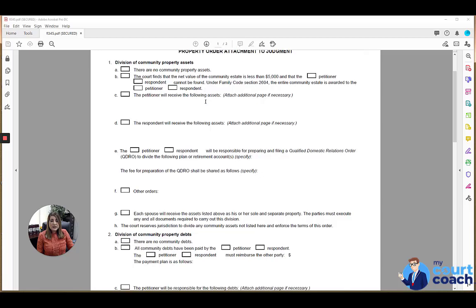In line 1C, you're going to list the assets that are being awarded to the petitioner. In line 1D, you're going to list the assets that are being awarded to the respondent. If this is not enough space, you're welcome to attach an additional page if necessary.